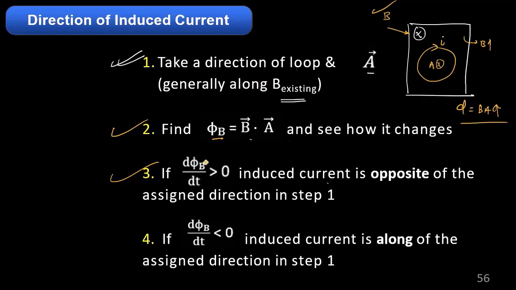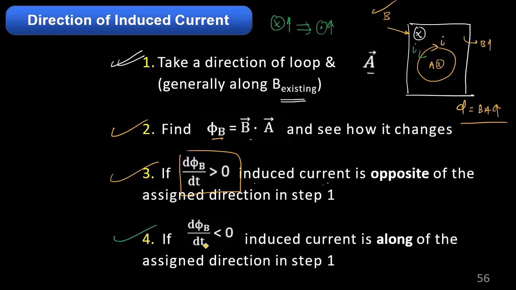If you found that d phi dt is positive, the induced current is opposite to that assigned direction. That means the induced current will be in the opposite direction. You can verify this statement by Lenz's law also. In this situation, the cross magnetic field is increasing, so for an increasing cross magnetic field, the opposing effect is increasing dot. So dot has to be increased. That means the induced current has to flow in the direction opposite to the assigned direction.